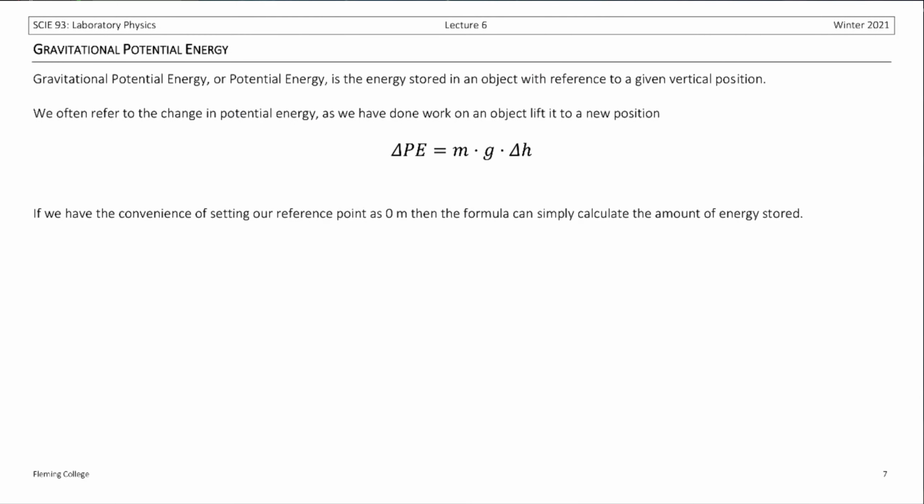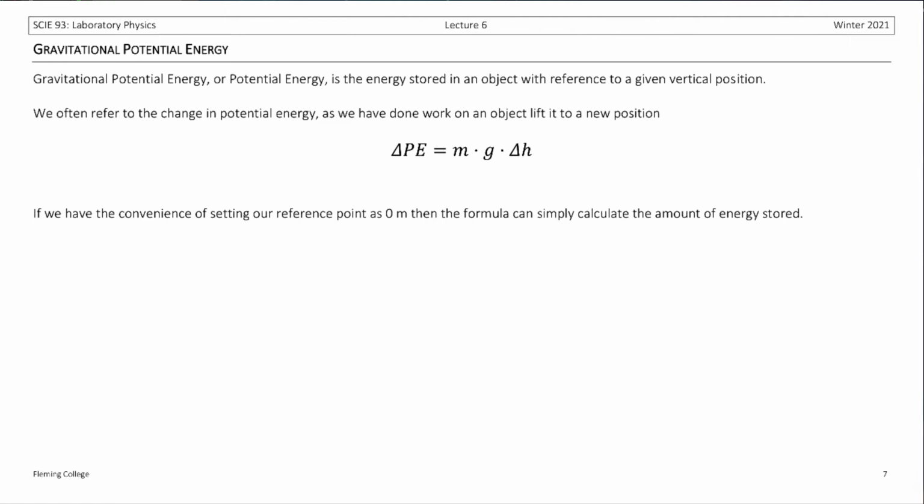Let's look at potential energy now. Potential energy is due to gravity, so its real name is gravitational potential energy. We call it potential energy for shortness and convenience. This is the energy stored in an object with reference to a given vertical position. For many of our calculations, this gravitational potential energy is going to be specific to Earth.